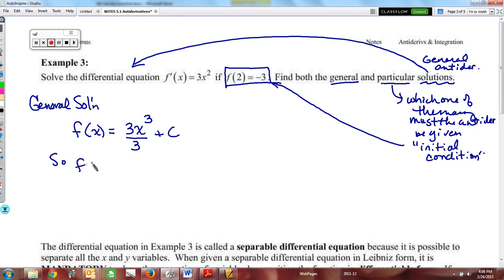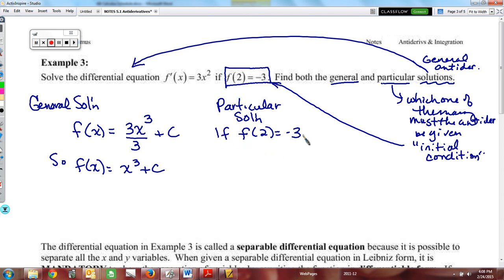So the general solution, f of x, is going to be x cubed plus c. That's your general solution. Your particular solution, how do I figure out which one I'm on? We're going to use the fact that f of 2 equals negative 3.